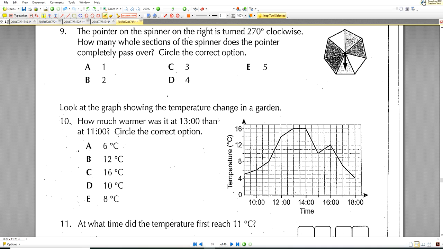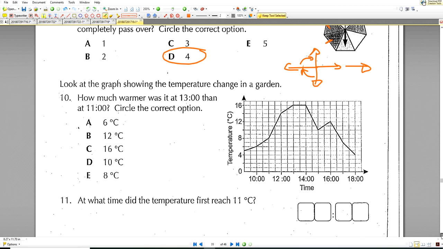Question number 9. The pointer on the spinner on the right is turned 270 degrees clockwise, and 270 degrees is basically 3 right angles. So if it's turned clockwise, it's going to go from this direction to this direction, from this one that's another 90, and then another 90. So it'll be pointing over here. How many whole sections of the spinner does the pointer completely pass over? Circle the correct option. It's going to pass over this one, 2, 3, 4, and it'll be partially over this one. So the answer is it will cover 4 complete sections.